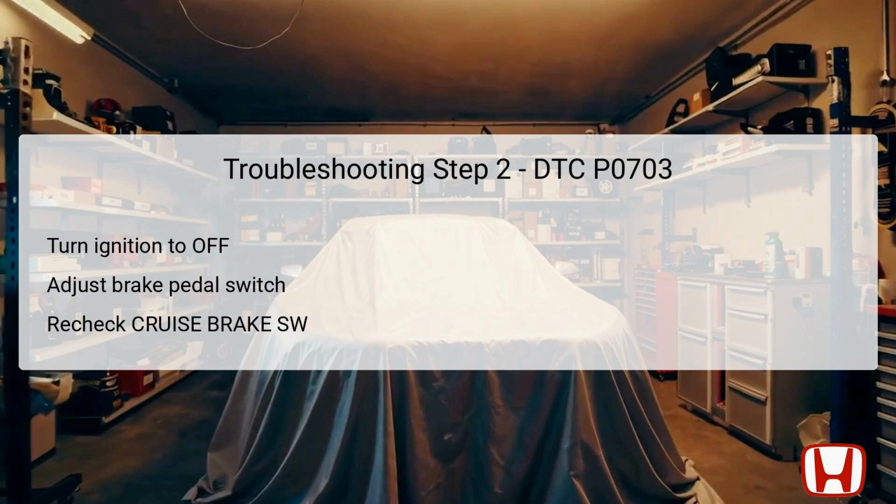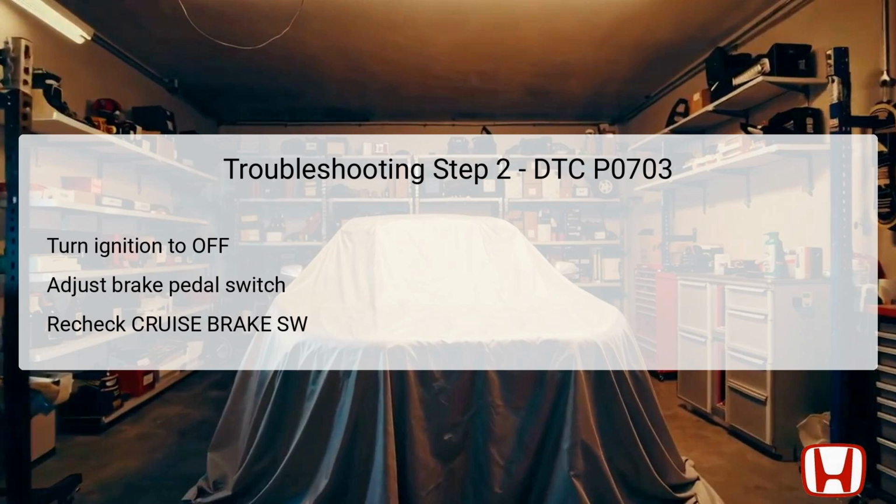After that, adjust both the brake pedal and the brake pedal position switch to ensure they are aligned correctly and functioning as intended. Once adjustments are made, turn the ignition switch back to the on position or push the start-stop button to select on mode.